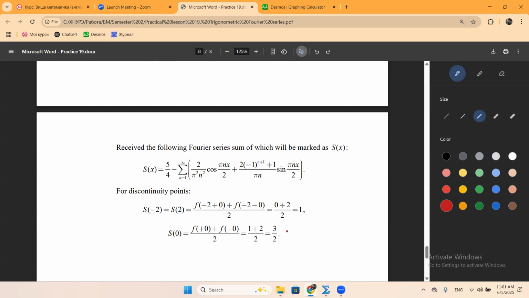Any questions about this exercise? About the whole lesson? About previous lessons? Okay, if no questions, we will finish.